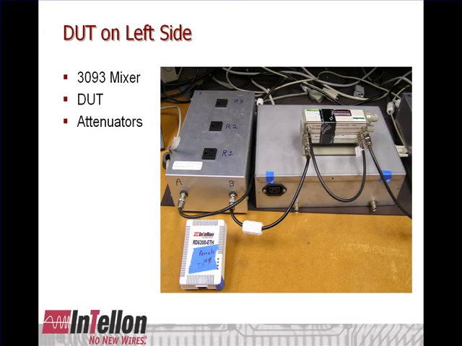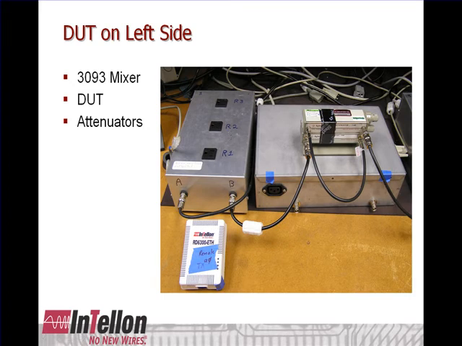This is the left-hand side of the test bench, or the DUT side. We will plug the DUT, device under test, into the 3093 mixer box and connect its Ethernet cable to the PC. To the right-hand side is the manual attenuator on top, located here, which will connect the two 3093 boxes together. Below the manual attenuator is the automatic attenuator, located here. We always plug the DUT into receptacle 2, or R2, shown here.